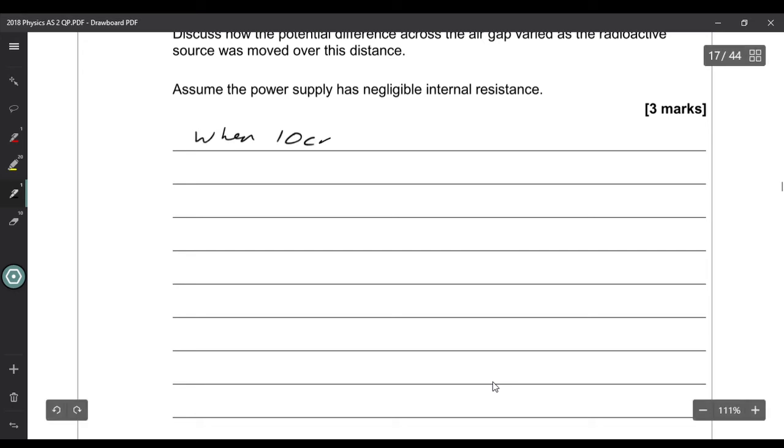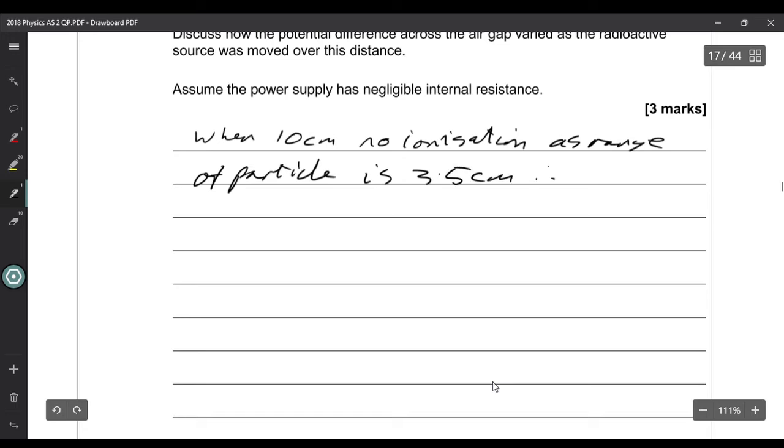10 centimeters away, there's no ionization, as the range of the particle is 3.5 centimeters. Therefore, there's going to be no change in PD across the gap.